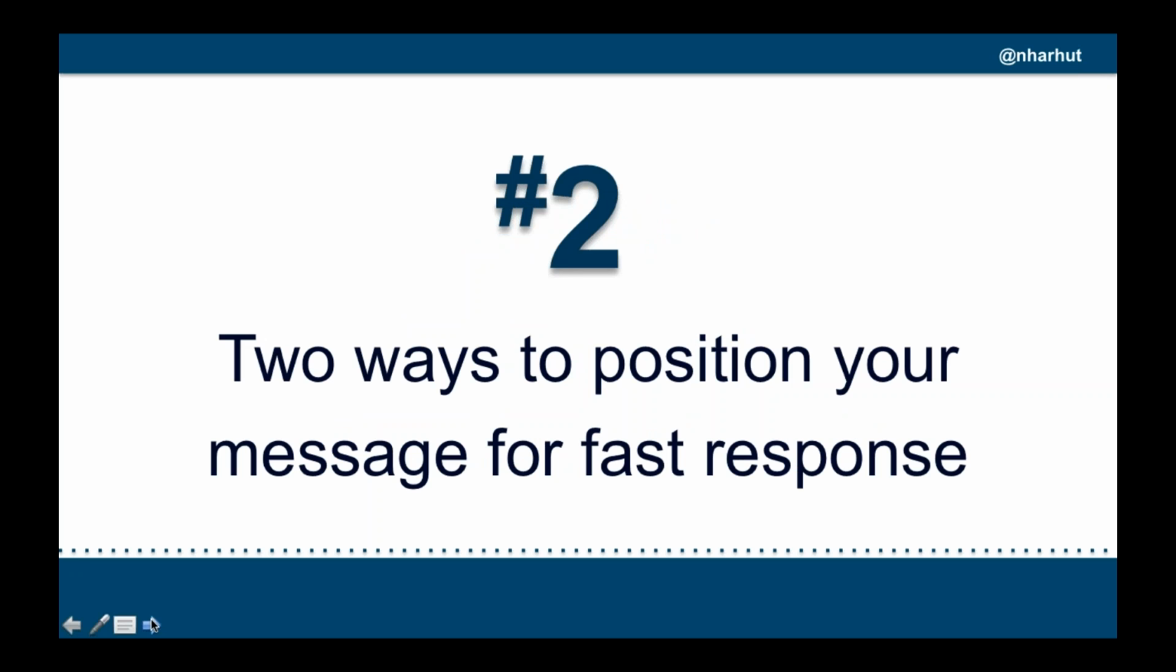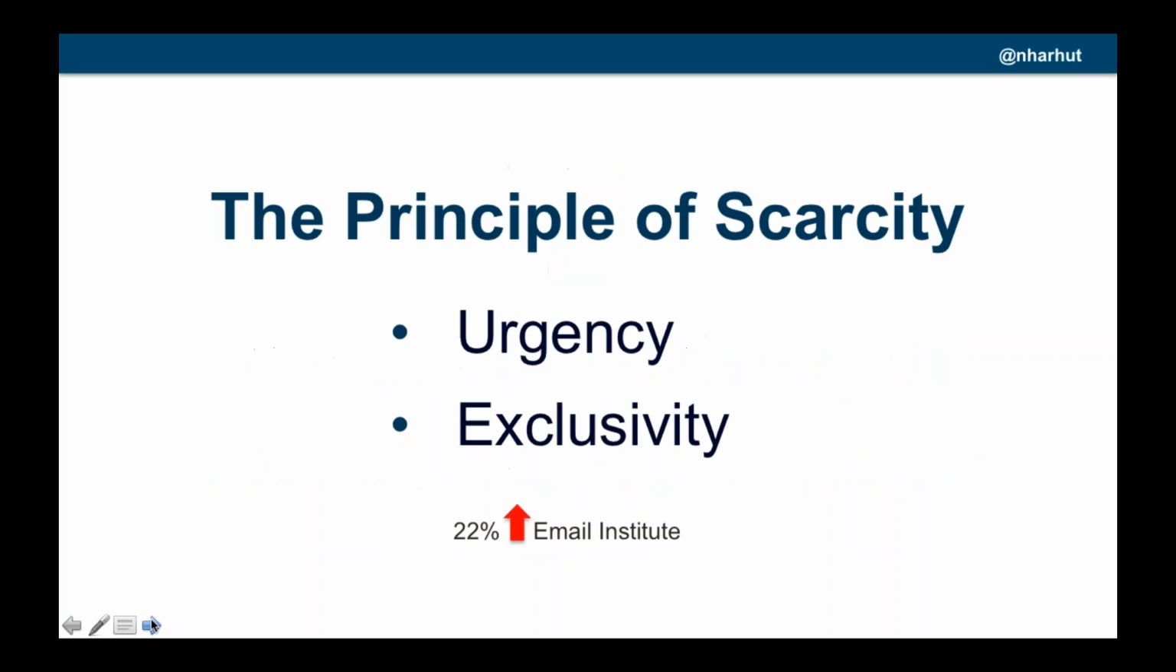All right, our second human behavior hack is 2 ways to position your message for fast response. And these days in email marketing, we of course want response, but it's no longer enough to just get response. It's important to get that fast response. We want to get people to reply, and we want to get them to reply quickly because that helps us with our return on investment. And there are a couple of ways that you can increase the likelihood that people are going to reply quickly to you. And they both have to do with the principle of scarcity.